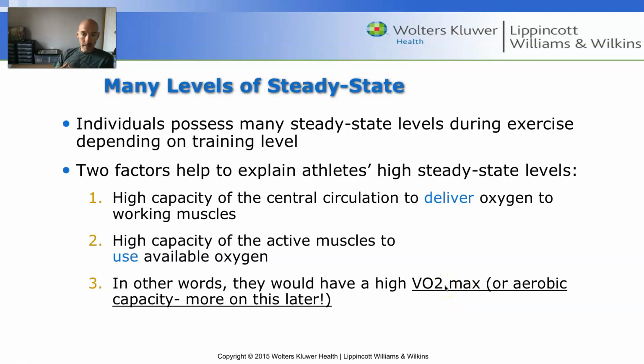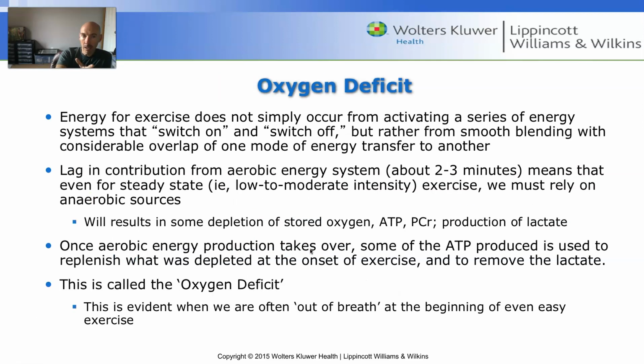VO2 max is a measurement of somebody's aerobic capacity, and what it is measuring is essentially how fast and in what amount you can deliver oxygen to the muscles, and then how fast the muscles can extract that oxygen and use it to produce energy, okay? VO2 max is composed of your ability to circulate and deliver oxygen and the ability of the muscles to use oxygen, okay? We're going to come back and talk about that momentarily.